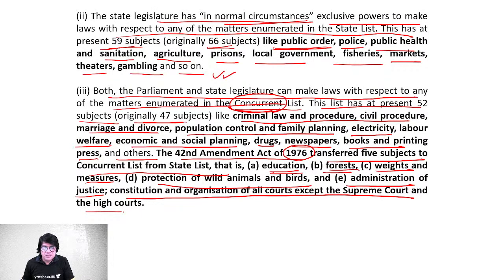So you see that this is a remarkable feature, that by a constitutional amendment act, it is possible to transfer subjects from one list to another. And that was done by the 42nd Amendment Act in 1976. Important subjects like education, forest, weights and measures, and the administration of justice, constitution and organization of all courts except the Supreme Court and the High Courts, were all brought to the concurrent list. These 5 subjects were moved to the concurrent list from the state list. So that means that the central government equipped itself with more legislative powers at that time.